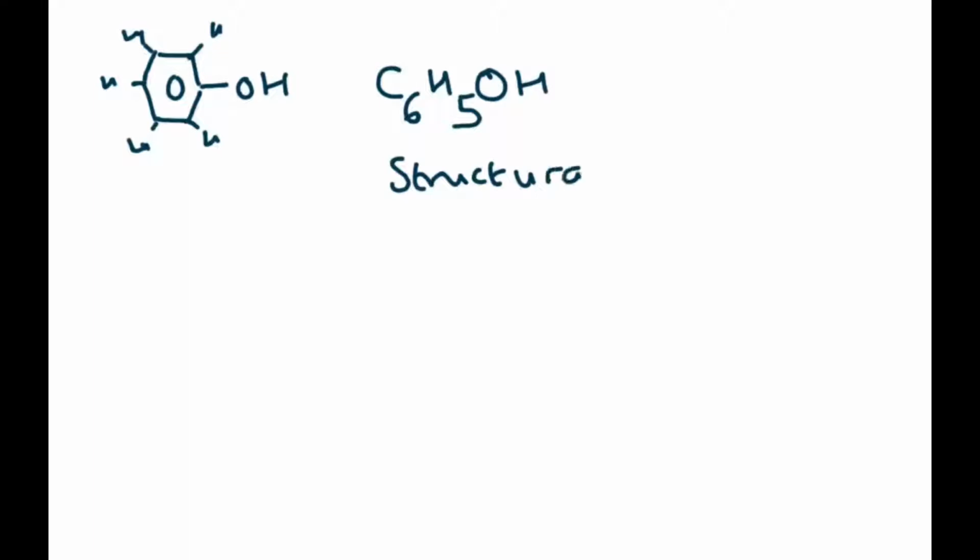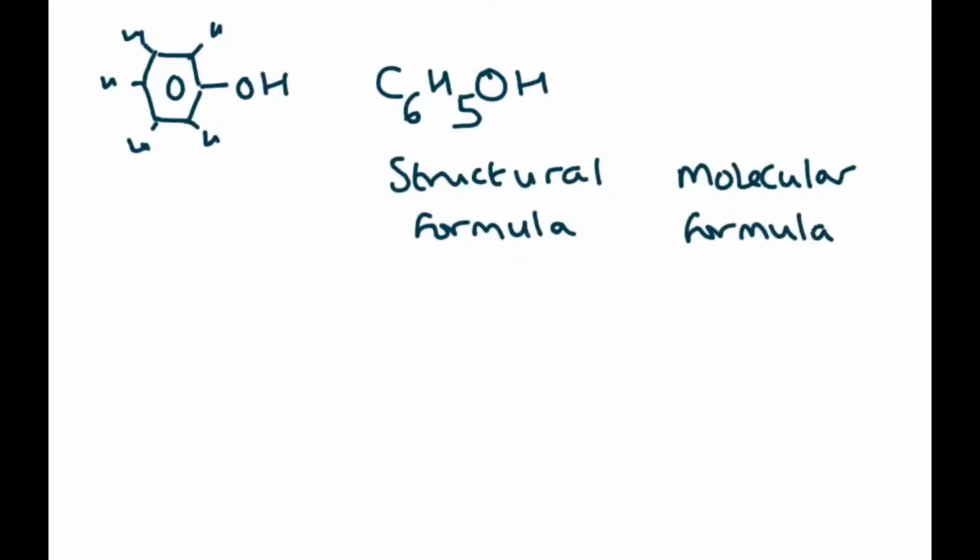A structural formula. If you were asked to write a molecular formula, this is a really common mistake. Remember with molecular formulae that you have to put it as a list. So molecular formula, it would be C6H6O. Yep, so six carbons, six hydrogens, one oxygen, and that's the molecular formula.